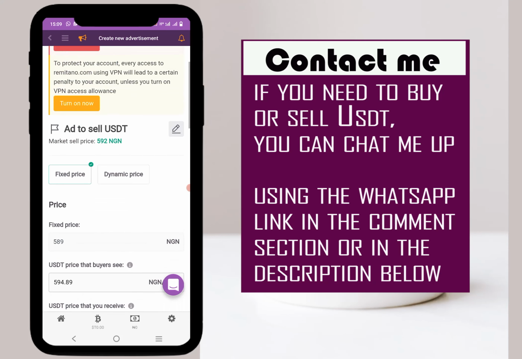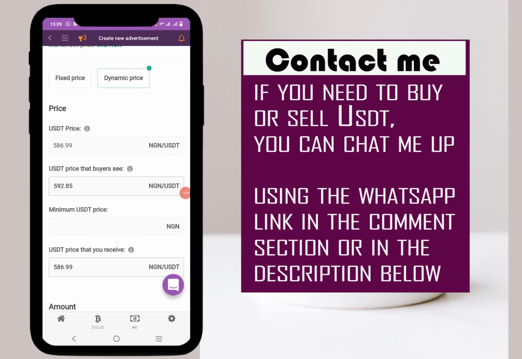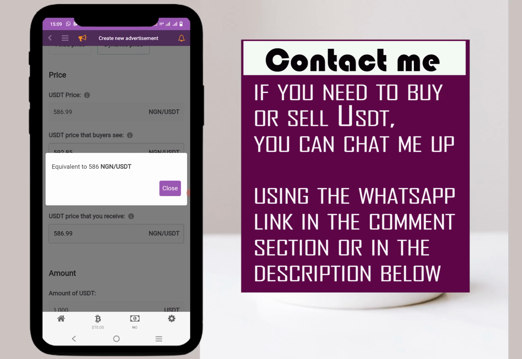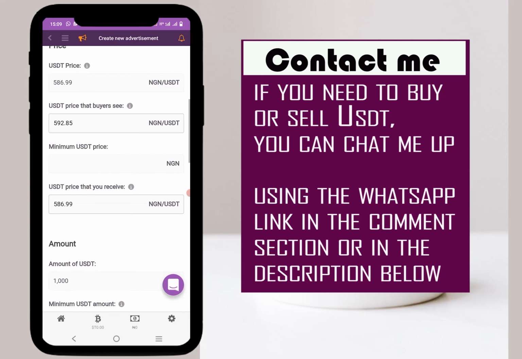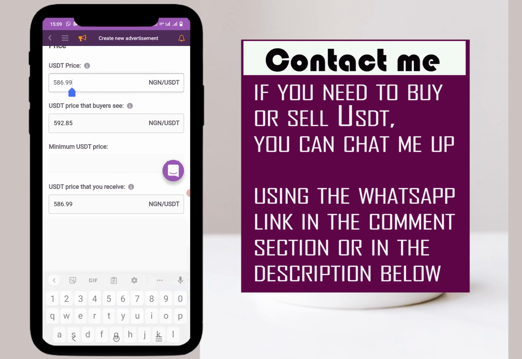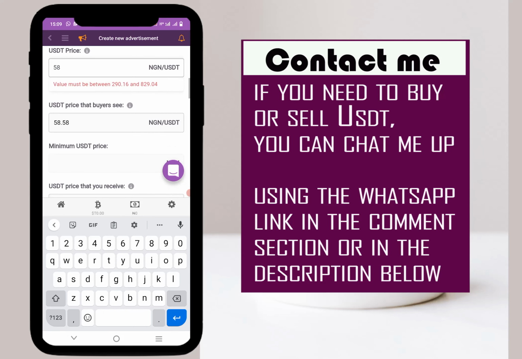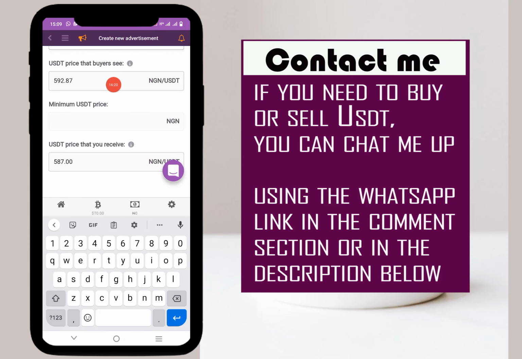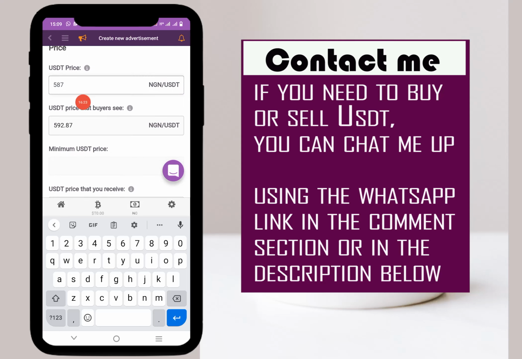So let us take a look at the dynamic pricing. If you click on dynamic pricing, what does this do? Now for dynamic pricing, you can put in your rate, but this price still adjusts. So it says 586. So the price still adjusts on its own. Now for here, let me make it 587 first. So the price adjusts on its own based on the price of USDT to Naira, Naira to USDT, whatever Naira is, you can be able to use in purchasing Naira in the market.